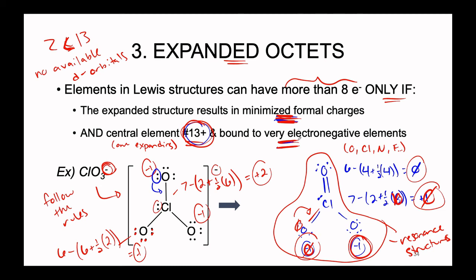Similarly, if your atom is not bound to very electronegative elements, it cannot stably expand its octet. So we have to, again, triple check these 2 points. We can only expand our octet, we can only break the octet rule, if these following statements are true.